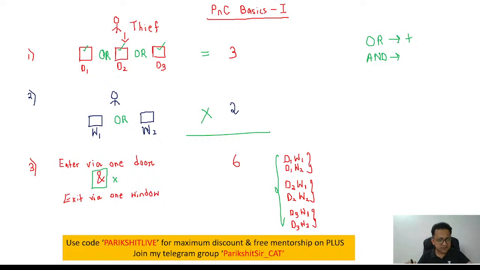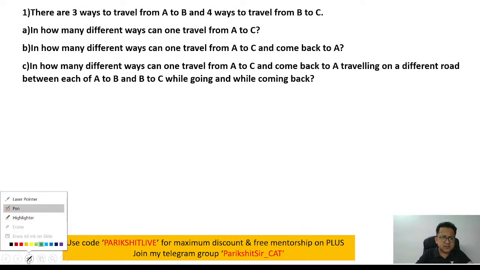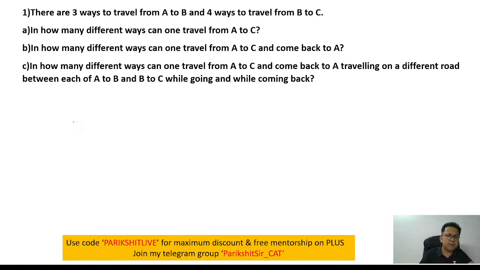Now, on this very concept, and this is the foundation of PNC, you don't need to know those complex formulas, but you need to know this: or and and. Let's apply this concept. Let's go to the first sum. There are 3 ways to travel from A to B and 4 ways to travel from B to C. In how many ways can one travel from A to C?